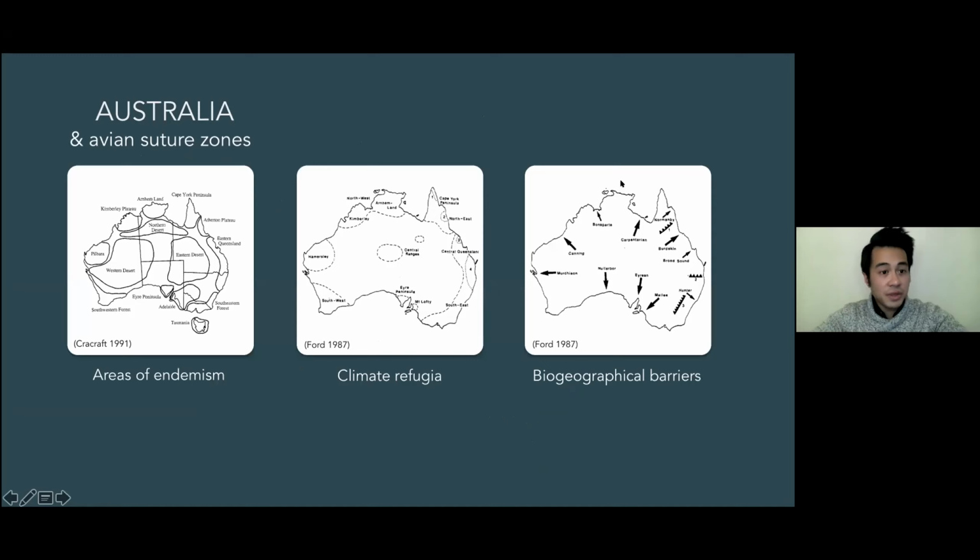And so with that, okay, how did these transition zones form? To start it off, you have these different areas of endemism. And a lot of these areas also have a lot of climate refugia. So it alludes to some of the stuff I was talking about before with how suture zones form, as well as a lot of shared biogeographical barriers in these regions.